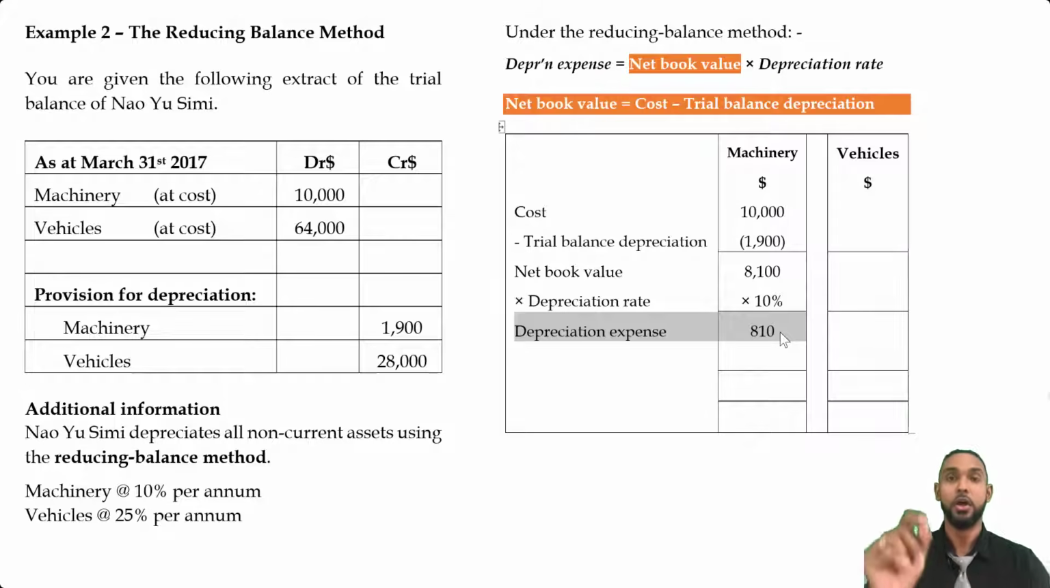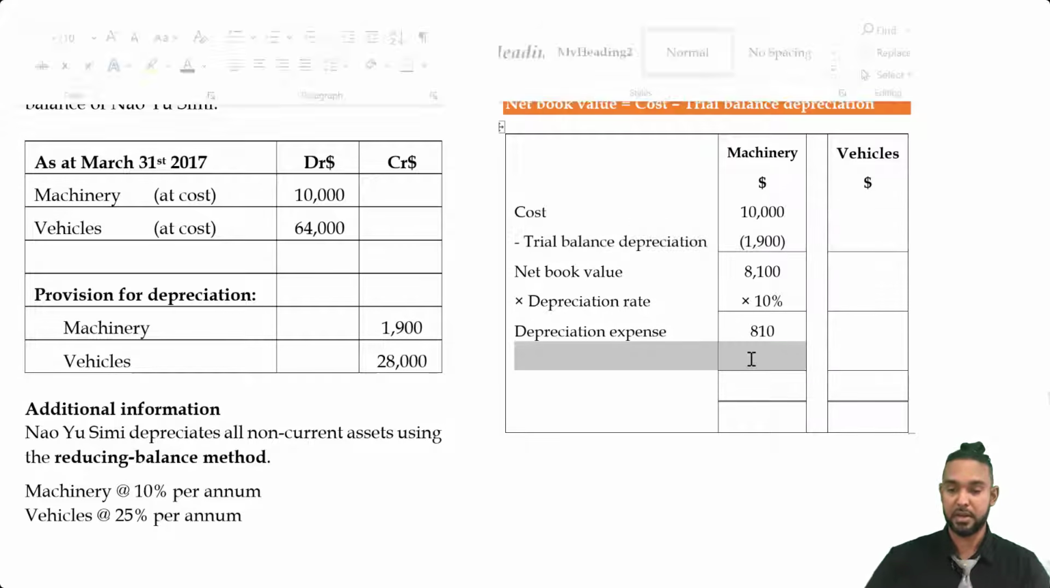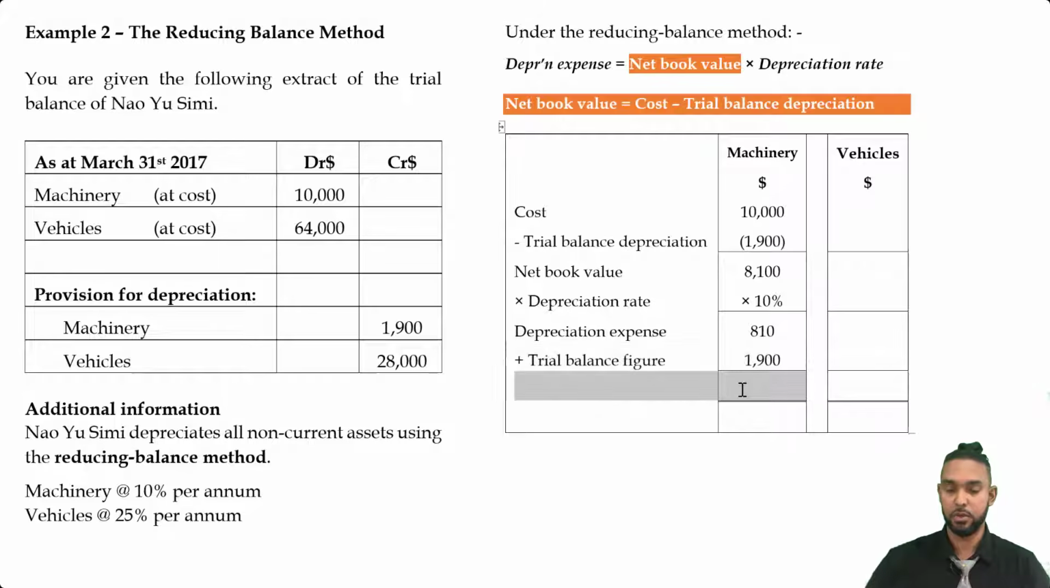Now we're not done. Remember what we did before in the previous set of examples? We have to add that back to the trial balance depreciation. So that's the income statement figure. We have to add that to the trial balance figure to get the balance sheet figure. So the existing provision for depreciation is 1,900. We actually have it up here already. So we have to add that back here, and that's going to give us a total now of 2,710. So that figure is the balance sheet figure for depreciation for the machinery.